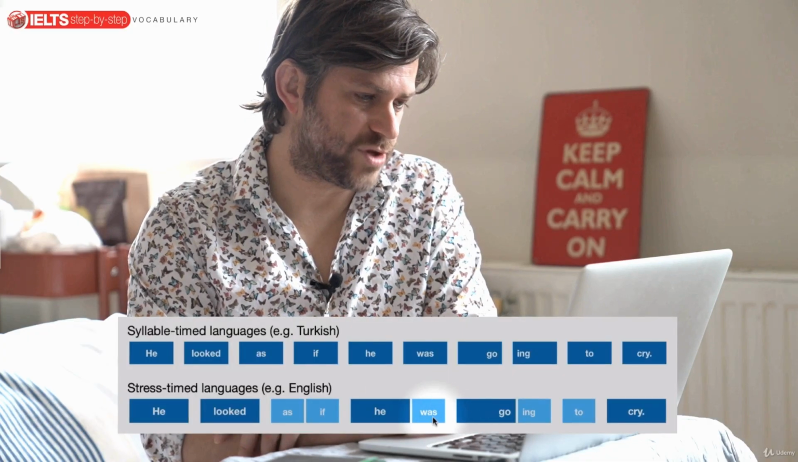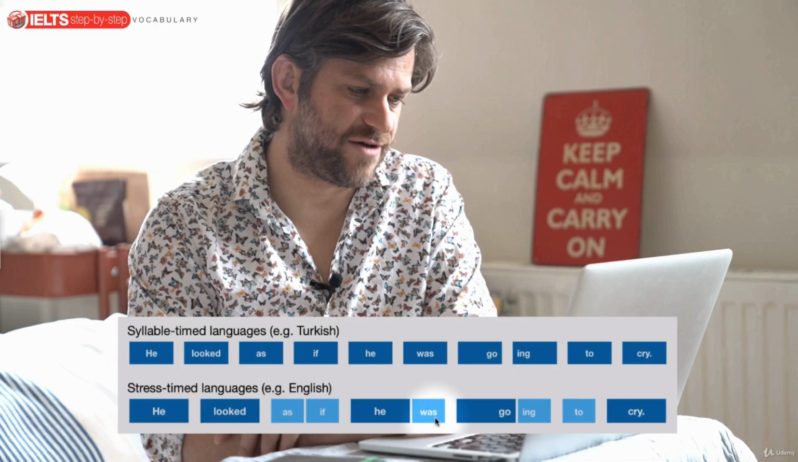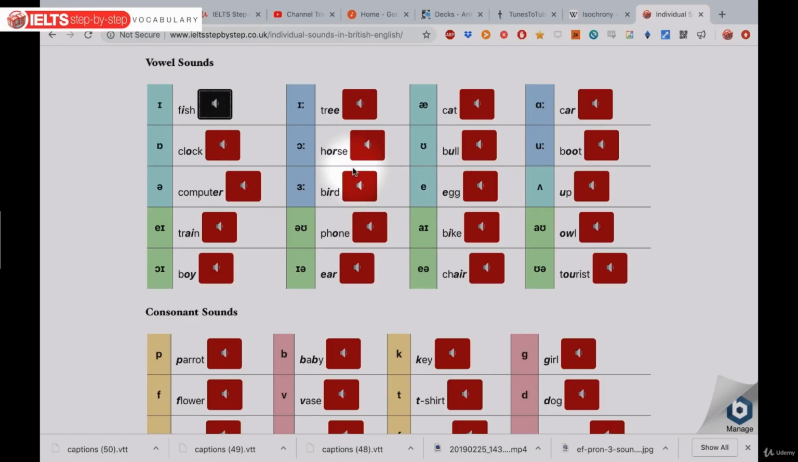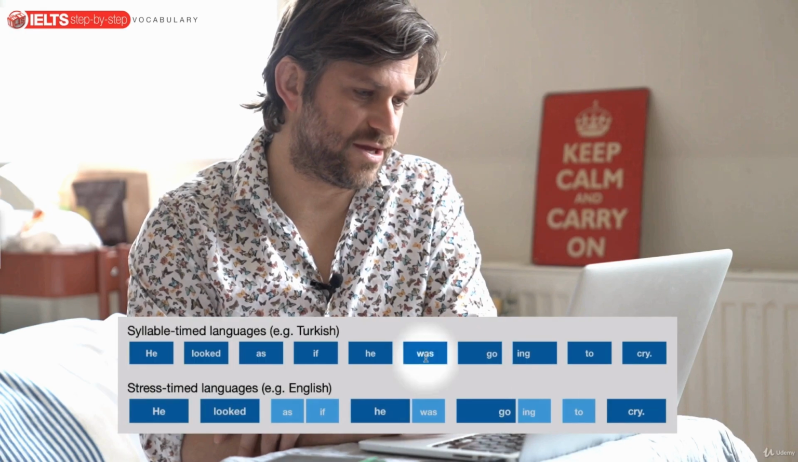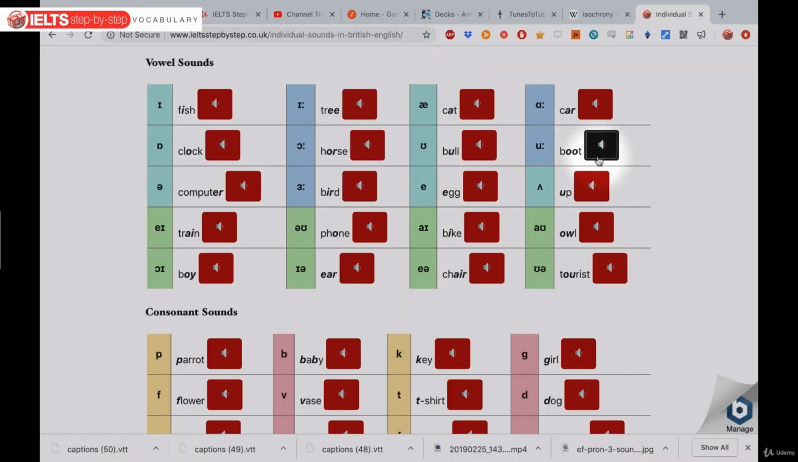This one over here, "was" by itself, it's actually this one here. Clock. Clock. Was. Clock. Was. And over here, "to". This is more like this one. Boot. Except without the two little dots. The two little dots make the sound longer. So if we imagine that those two little dots have been removed, it becomes boot, "to".